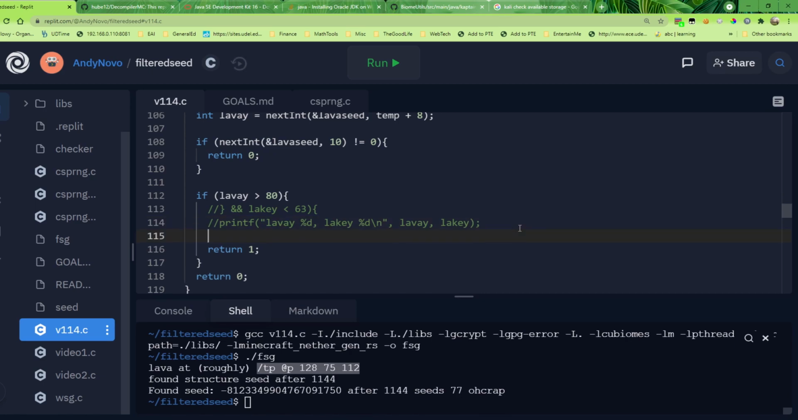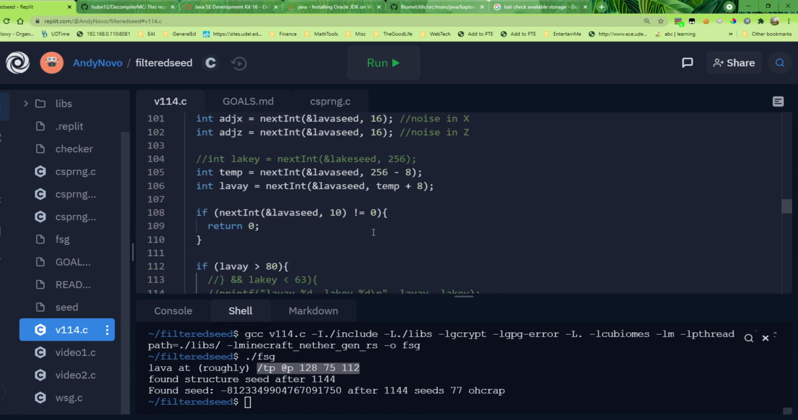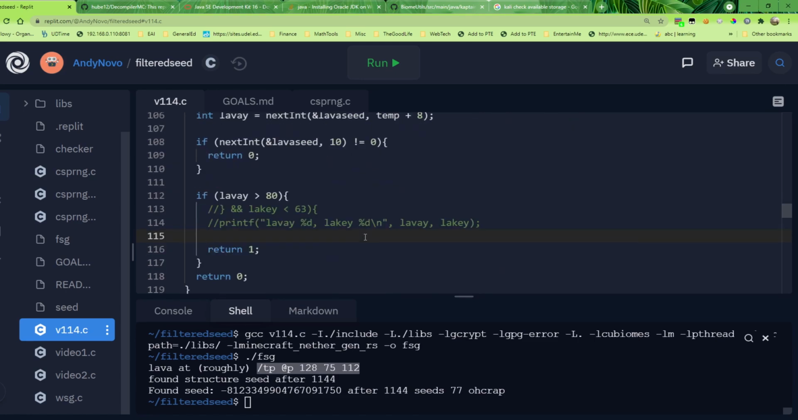I gotta say, adj is harder to pronounce than Lakey. Yeah, Lakey's nice. So adjx is the adjusted x, so star lx equals x plus adjx, star lz equals z plus adjz.